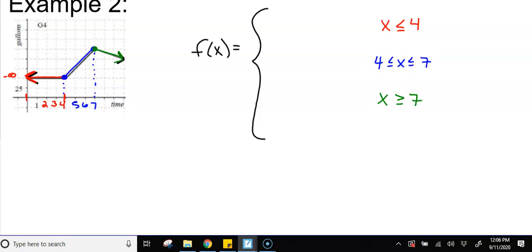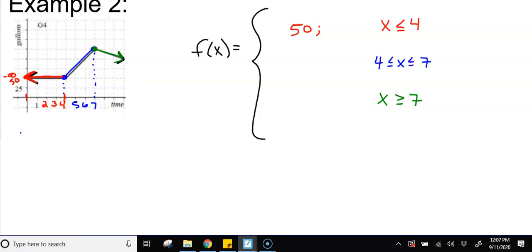Okay, now we need to write those equations. The first one is super simple. It's just a horizontal line. Our question is, where is the y-intercept? And it looks like it is at 50. So that's all we need to do. Don't think too much about that. No slope, so no x's, just 50. Okay, the blue one. We probably have the most work to do on the blue one and the green one.